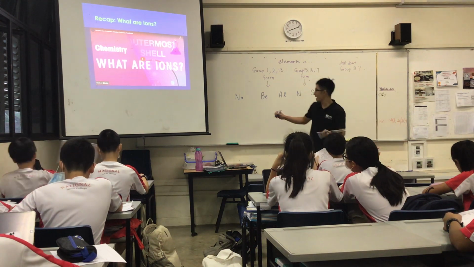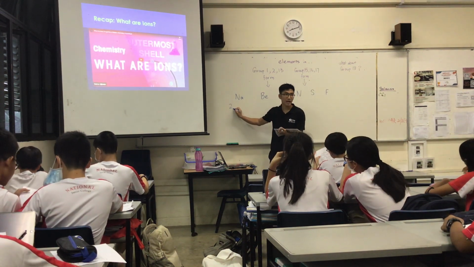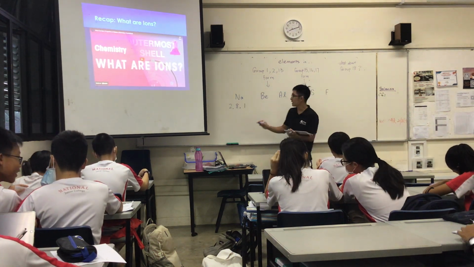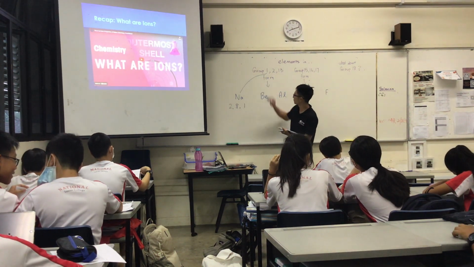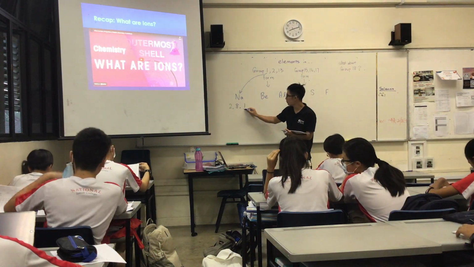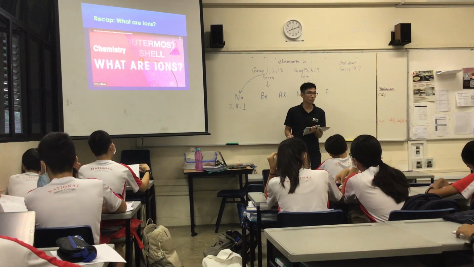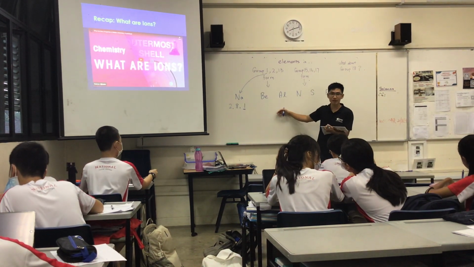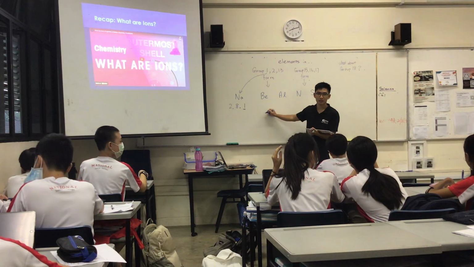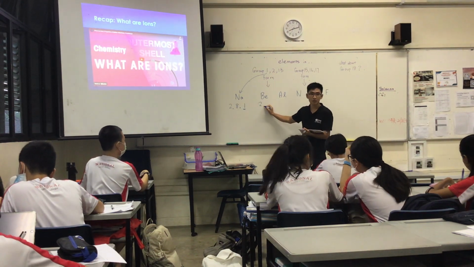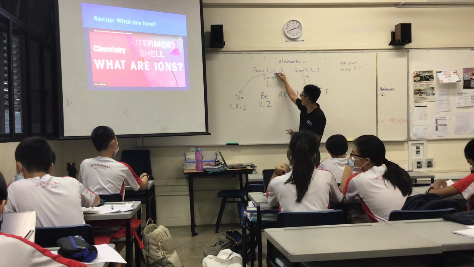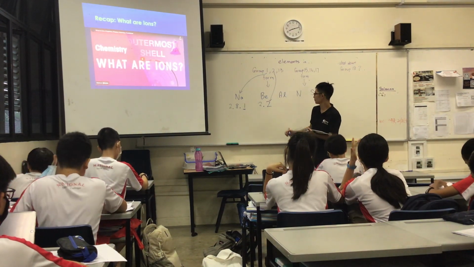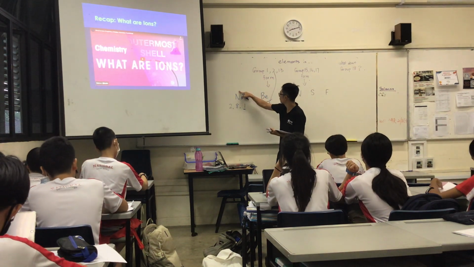Okay, good. There are 2 electrons in the first shell, 8 electrons in the second shell, and 1 electron in the last shell. This element is in group 1. That's why we find only one electron in the outermost shell. The next one, beryllium. Ready? 2.2. Very good. This comes from group 2, so 2 electrons in the outermost shell.